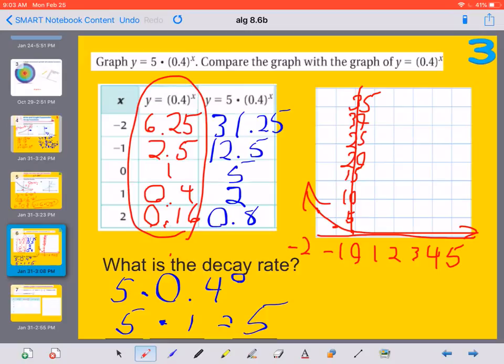The next one starts at 0.5. At negative 1, it's at 12.5. At negative 2, it's at 31.25. At 1, it's at 2. And 2 is at 0.8. So this one is doing the same curve, but it's just starting a little bit higher. We call that our second line is vertically stretched.